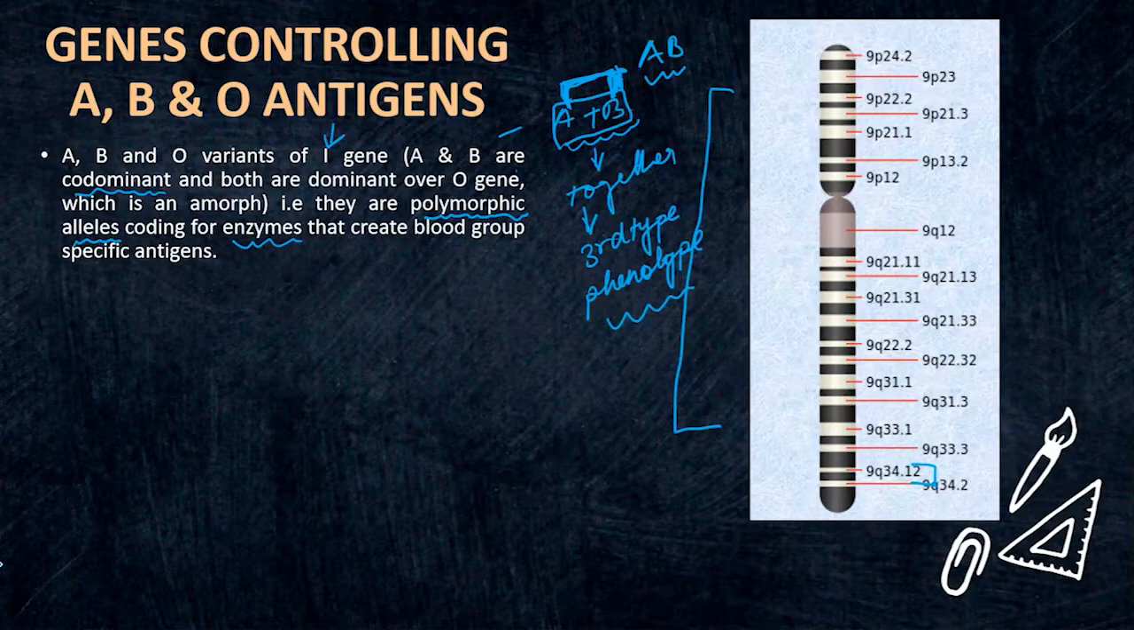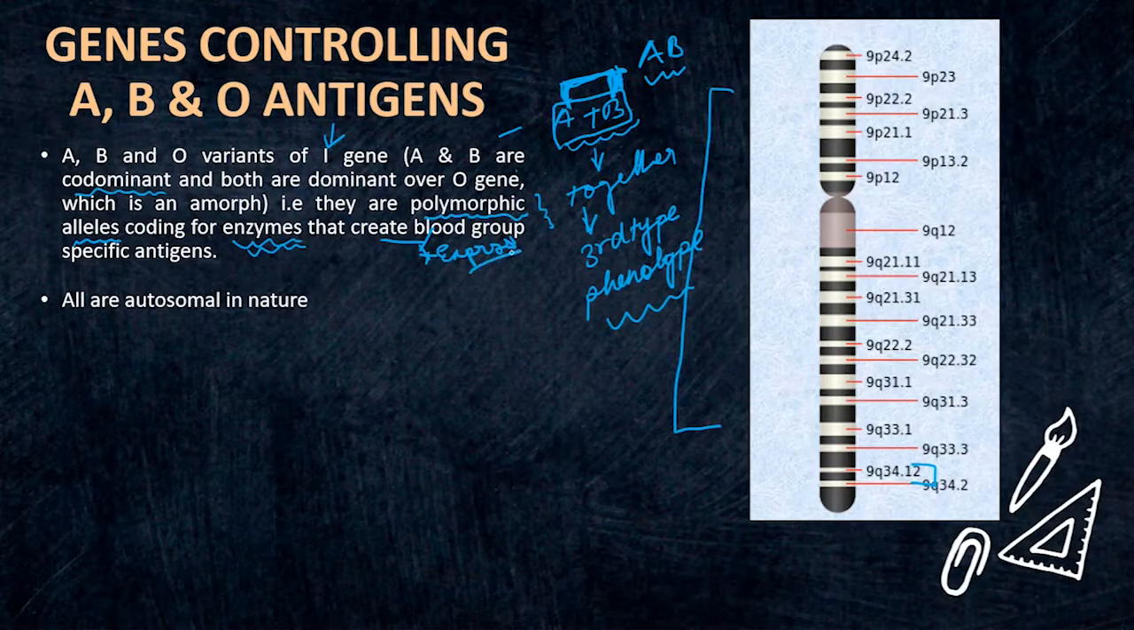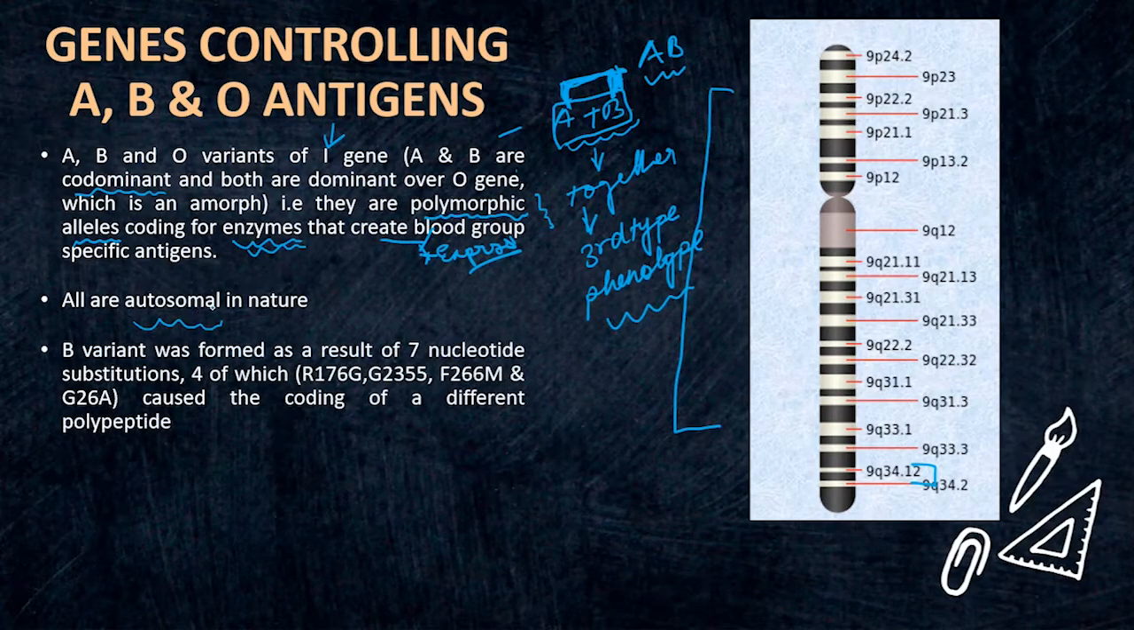Right now we need to understand that these A, B and O variants of the I gene are polymorphic alleles which code for enzymes that create blood group specific antigens. That means they are creating antigens which are specific to the blood group of which they are expressions. These genes are autosomal in nature, that means they are present on the autosomal chromosomes.